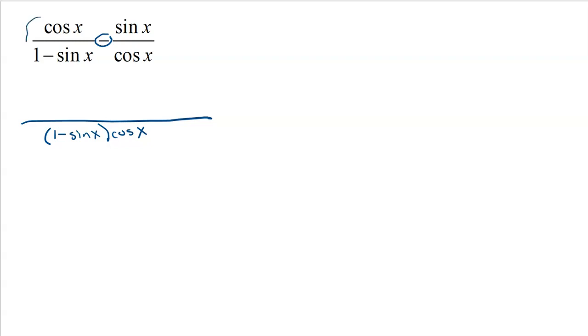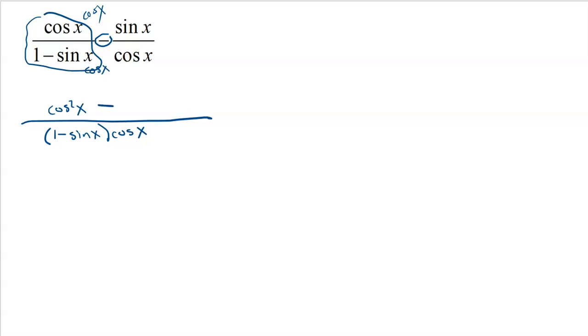All right, so this fraction right here has the 1 minus sine. What it needs is the cosine. That's no problem. As long as I multiply both the numerator and the denominator by cosine, I get the common denominator. So the numerator is going to be cosine squared, because cosine times cosine is cosine squared.